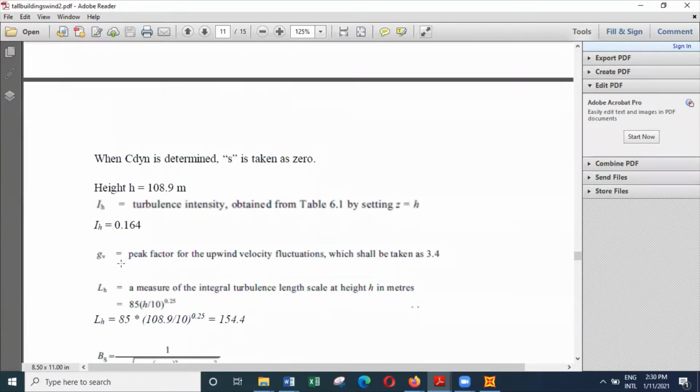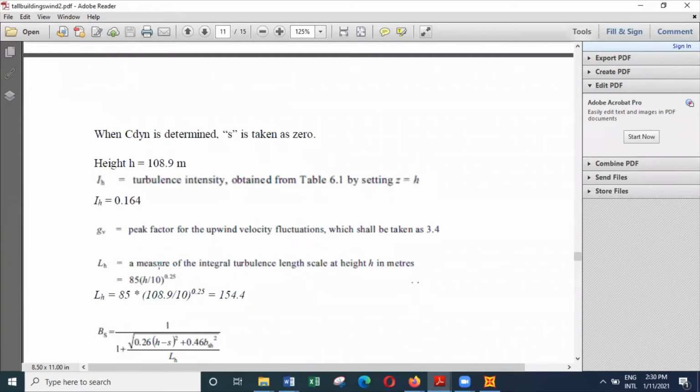And GV is a peak factor, and that is to relate the average effects to the maximum effects. So that factor is considered as 3.4, and it's a fixed parameter. And then this parameter that they obtain with the wind tunnel testing, the turbulence length, is given by 85 times h over 10 to the power 0.25, and our height is 108.9, so you get 154.4.